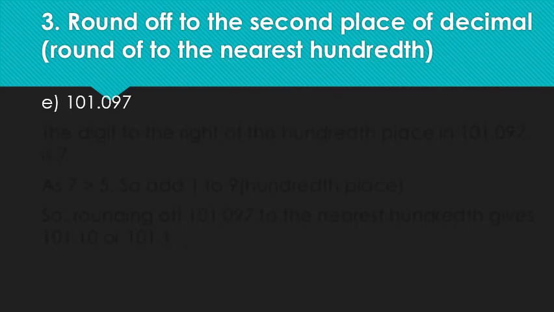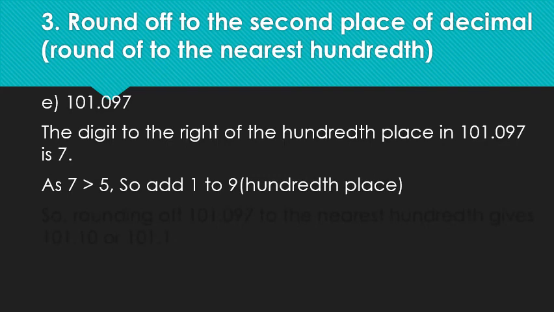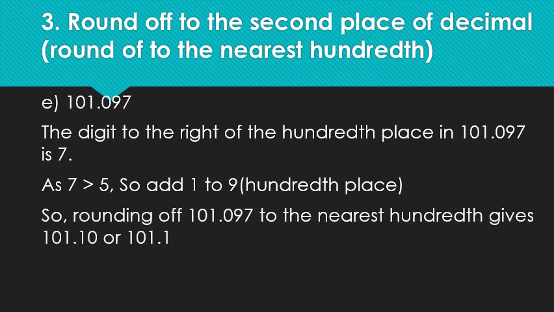101.097. In this number, the digit at the tenth place is 0. The digit at the hundredth place is 9. So, the digit to the right of the hundredth place in 101.097 is 7. As 7 is greater than 5, so what will we do? We will add 1 to the digit at the hundredth place, that is 9, and we will add 1 to 9.